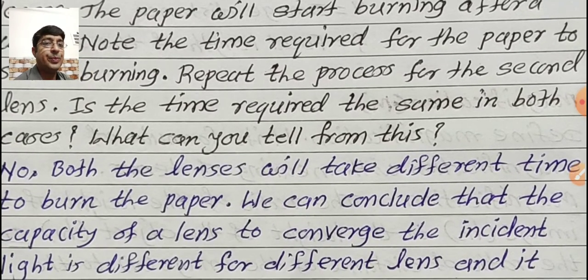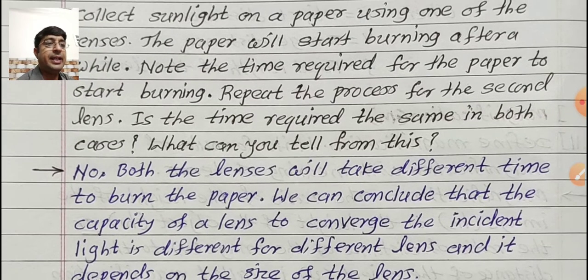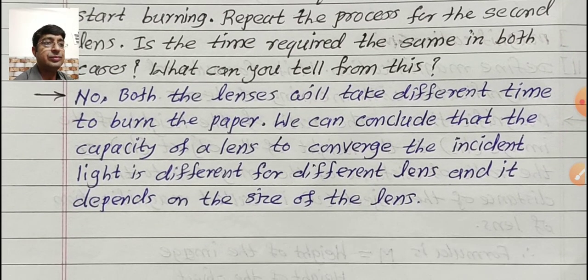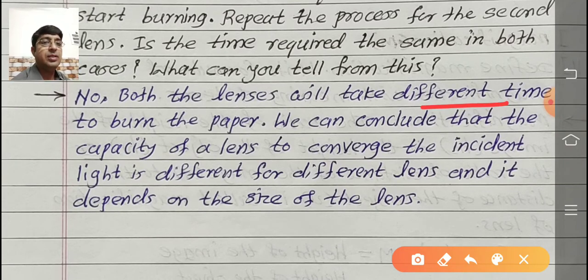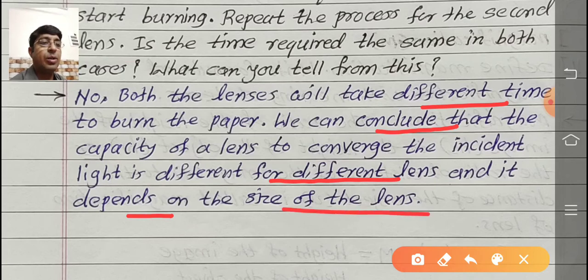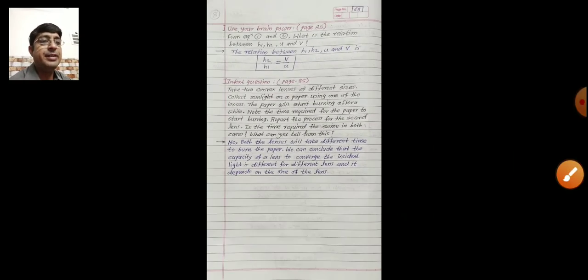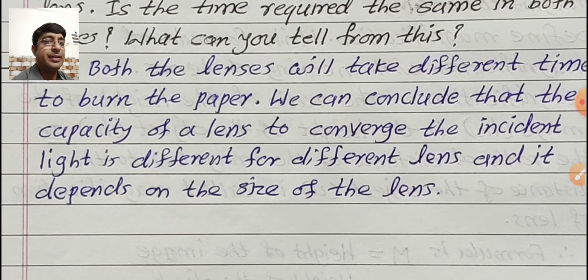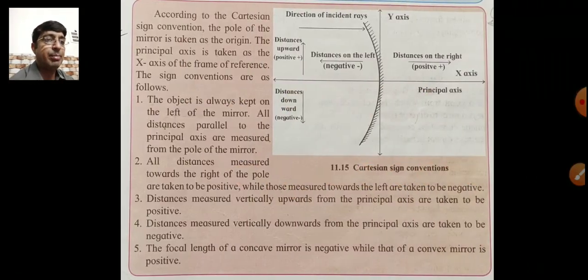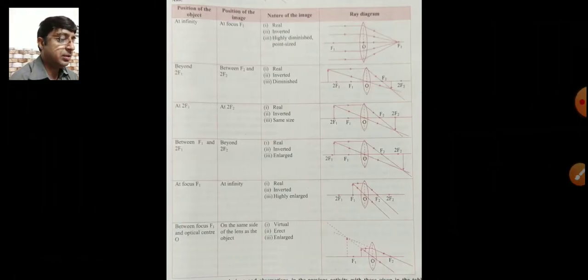So the answer is no. Both the lenses will take different time to burn the paper. We can conclude that the capacity of the lens to converge the incident light is different for different lenses, and it depends on the size of the lens. So the time required is different because the sizes of the lenses are different, so its power is different, and the time required to start to burn that paper is also different. Come back to page number 85 again.